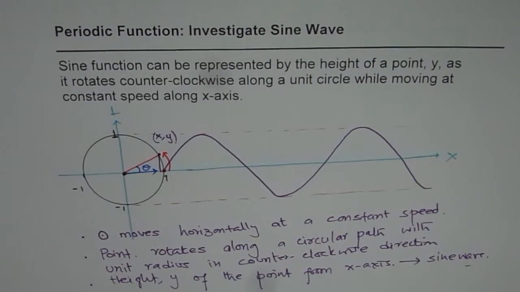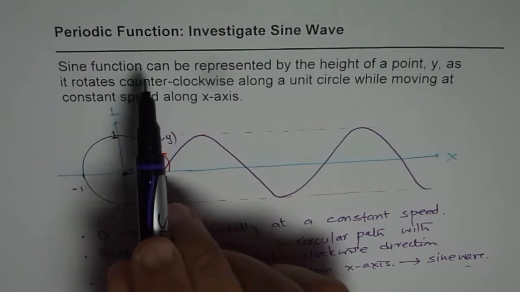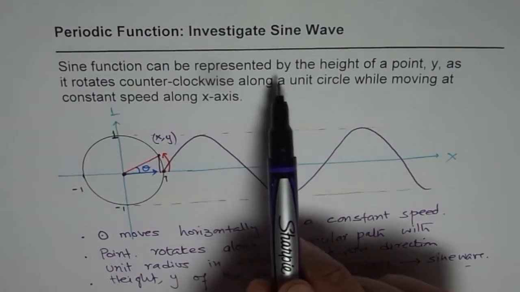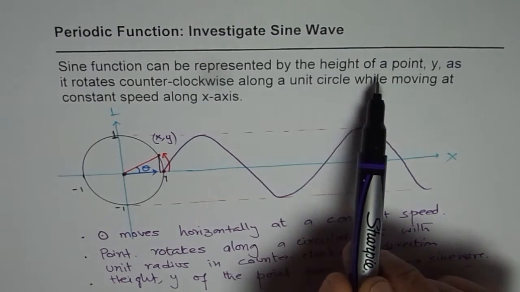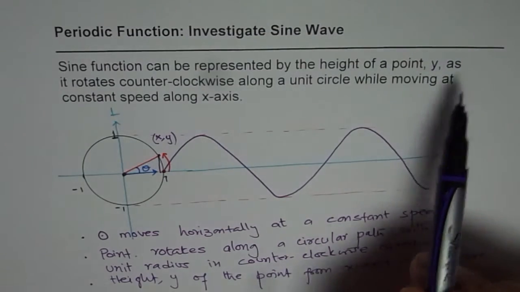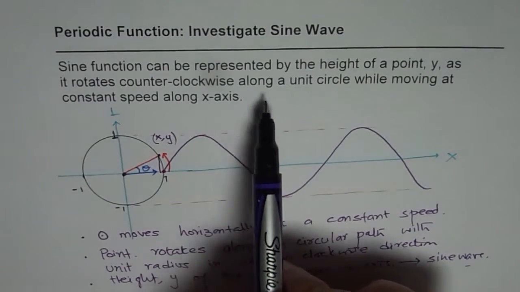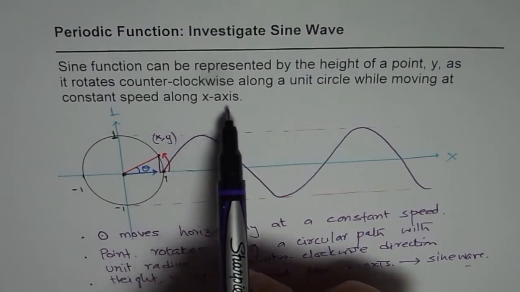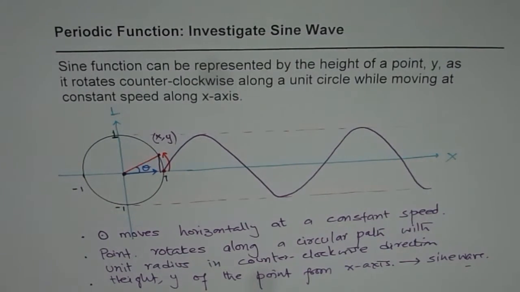So I hope now everything has come together, right? I've also placed all this in the form of a statement here, which says the sine function can be represented by the height of a point y as it rotates counterclockwise along a unit circle while moving at a constant speed along the x-axis. I hope now you can understand what I'm trying to say.